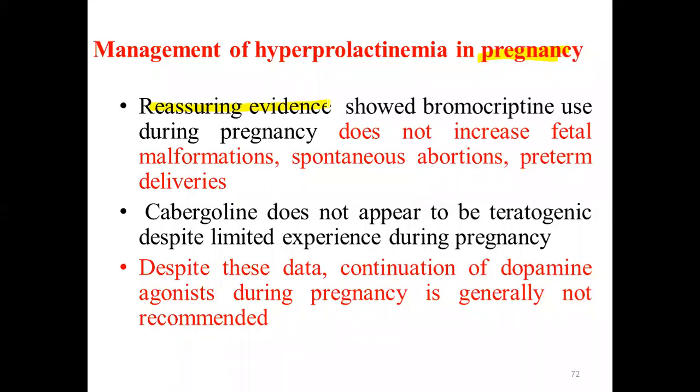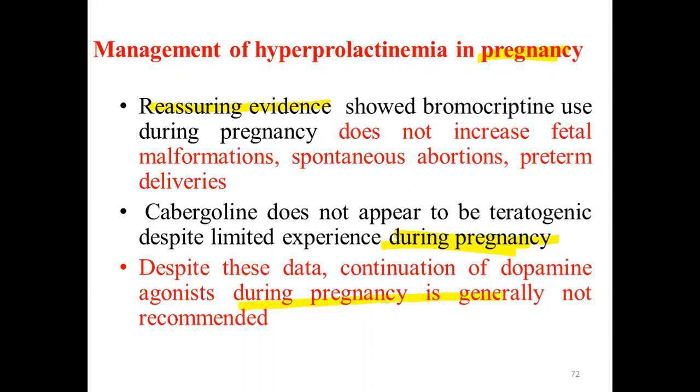Generally, based on that evidence, bromocriptine is not known to affect fetal malformation or even cause preterm deliveries. And even cabergoline does not appear to be teratogenic, despite limited experience in pregnancy. So far, there is not much data about the safety profile of this long-acting dopamine agonist in pregnant mothers. So despite those conflicting data, continuation of dopamine agonists during pregnancy is generally not recommended.